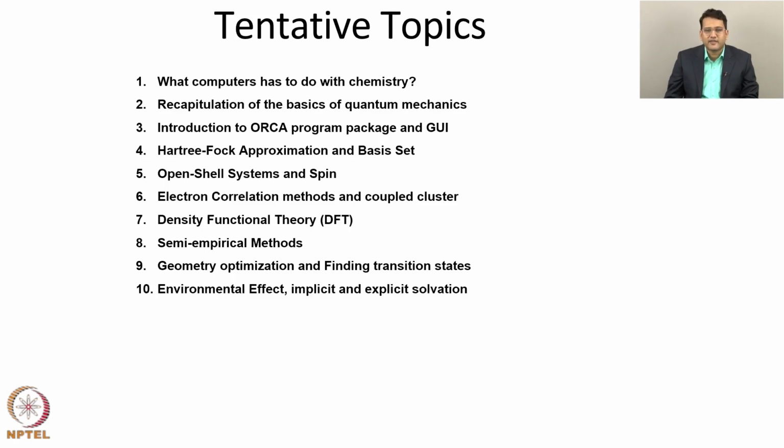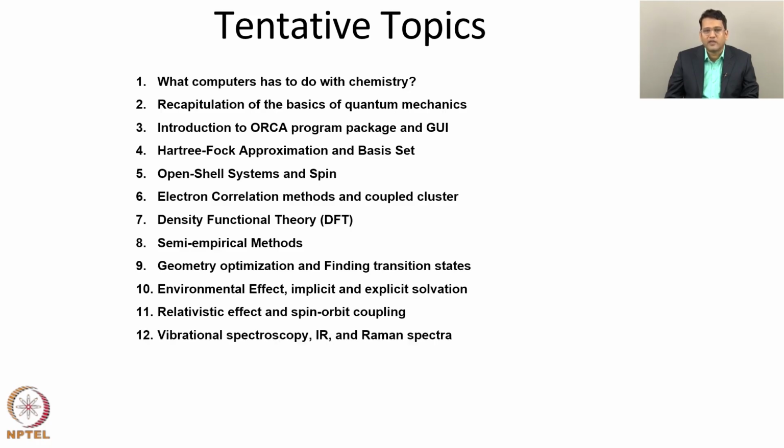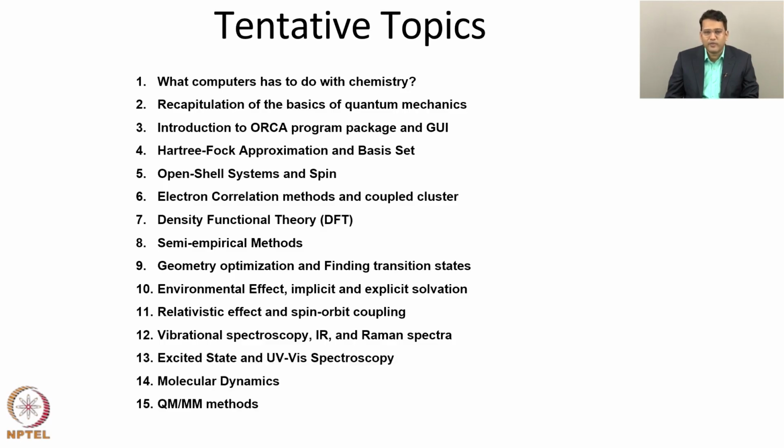Most chemical processes actually take place in the presence of an environment, so we are going to know about environmental effects, both implicit and explicit solvation. If you are dealing with heavy elements, there will be relativistic effects, and we are going to know how to take care of them, and how to take care of spin orbit coupling. Chemistry involves many kinds of spectroscopy. We are at least going to know about IR, Raman and UV visible spectroscopy.